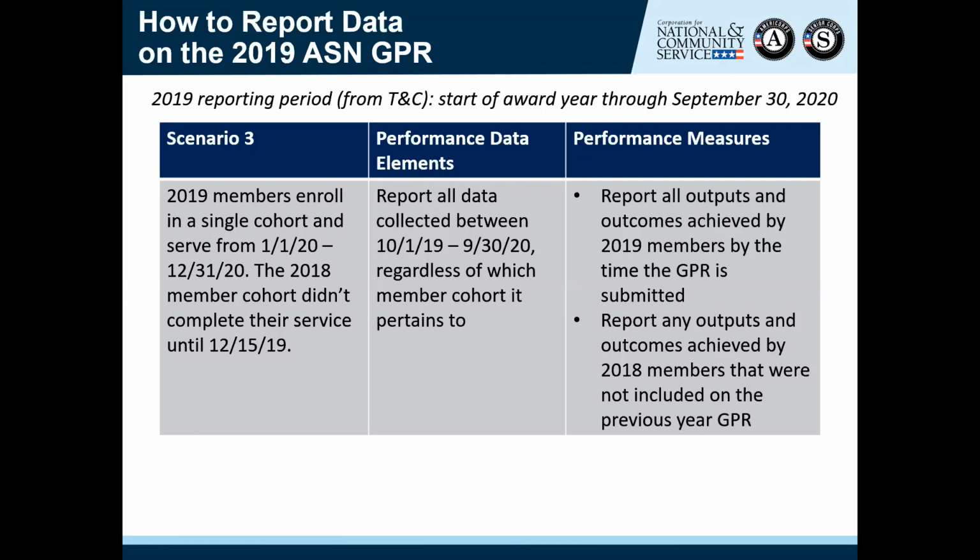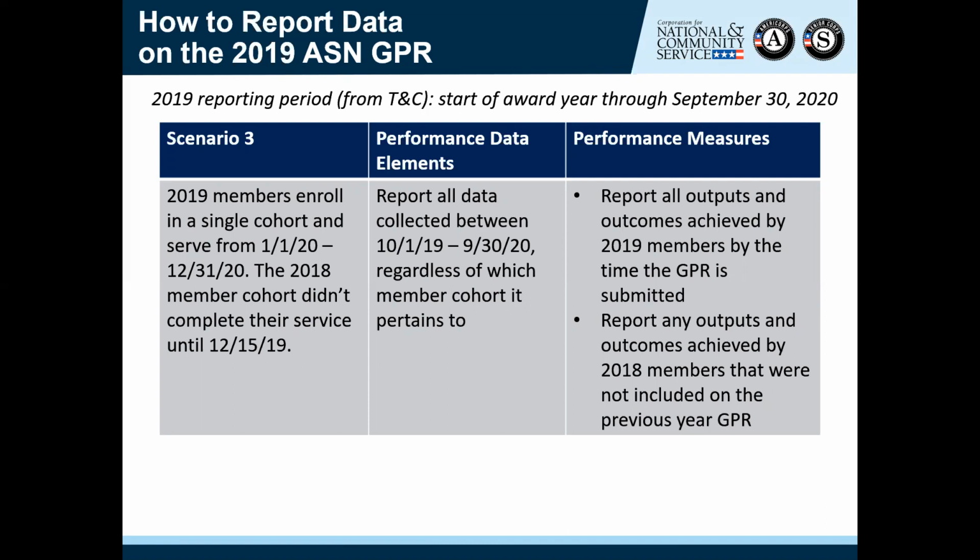But given that the 2018 cohort was still serving through December, it's likely that there were outputs and outcomes from the 2018 member cohort that weren't able to be reported on the previous end-of-year GPR. The grantee should report those now as well, and they should specify in the explanation which outputs and outcomes are connected to each member cohort.